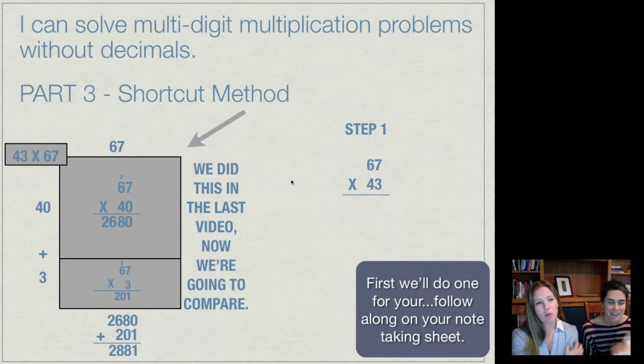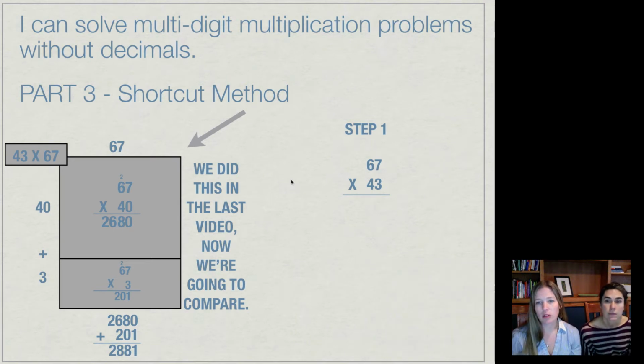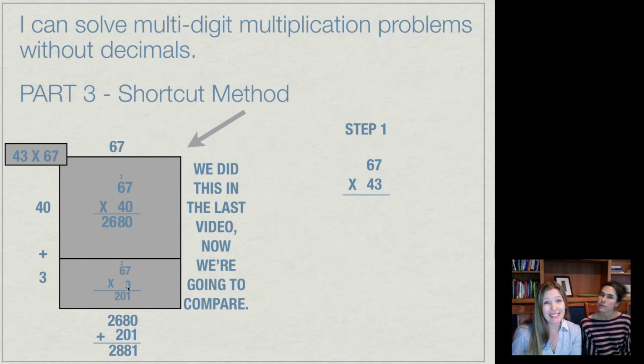So the first step, we are going to be multiplying our ones spot. So we look at our top number, 67, and we're multiplying it by the 3 in our 43. So if you look over here, 67 times 3. We did this in the last one, so we're going to go through it again. So 3 times 7 is 21. So we have our 2 and then our 1. So the 2 is in the tens because of 21, 2 tens.